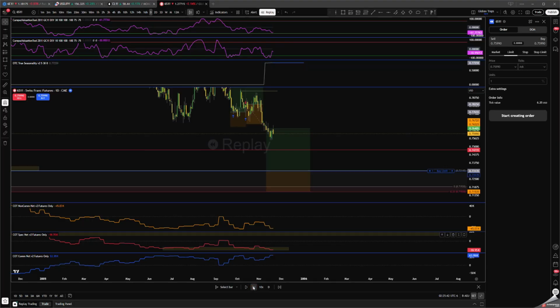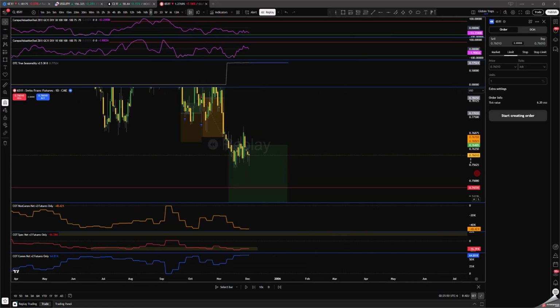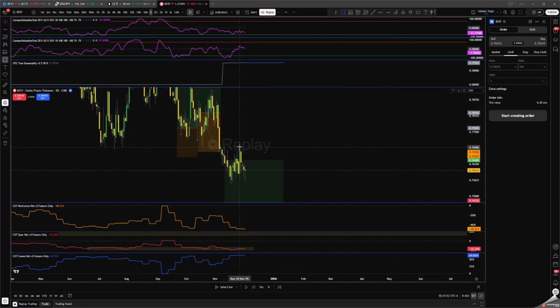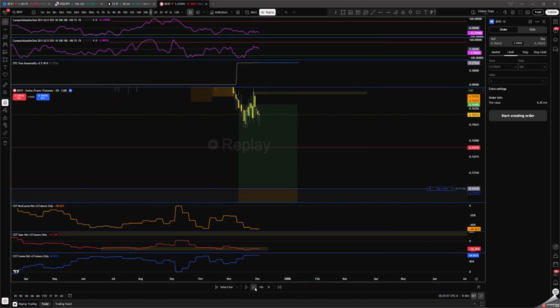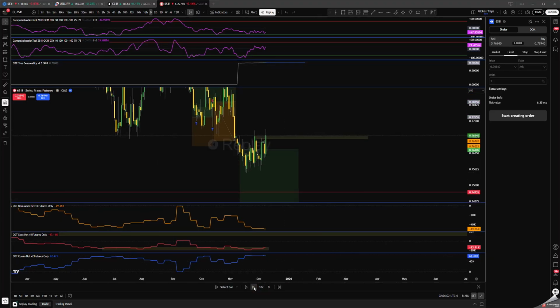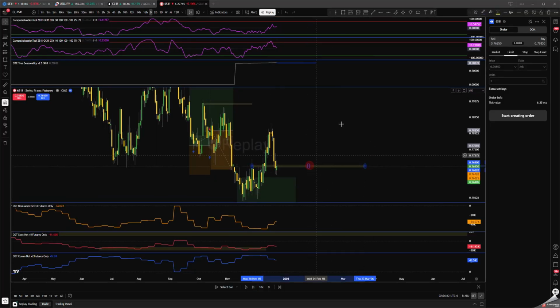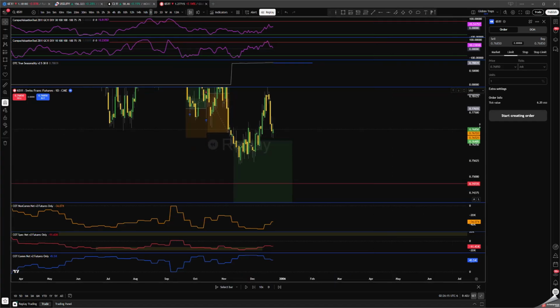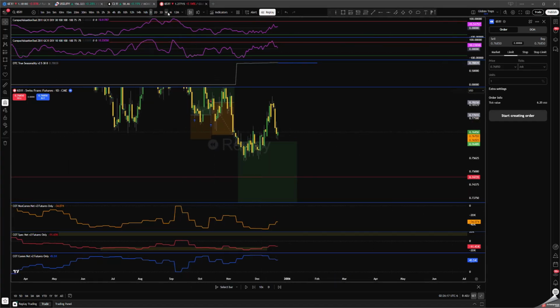Price is coming down. It created a gap here. Gap is filled. Let me check the COT report again. It's been some days.